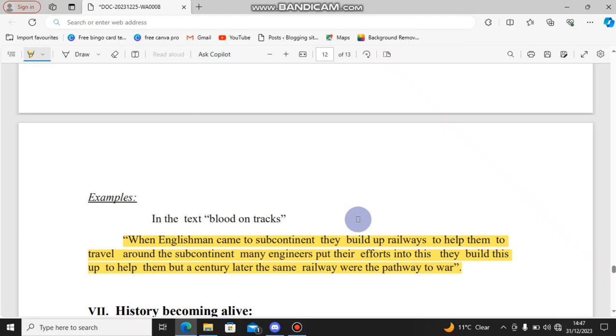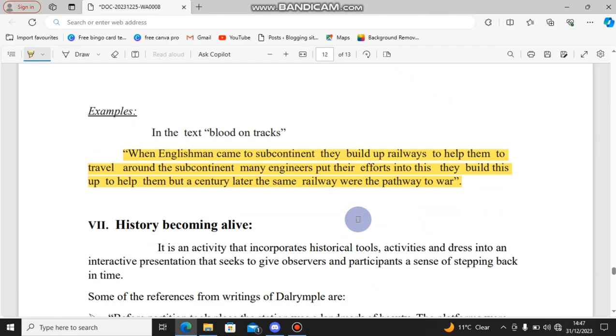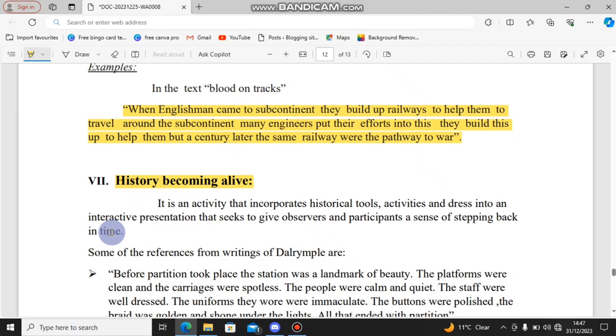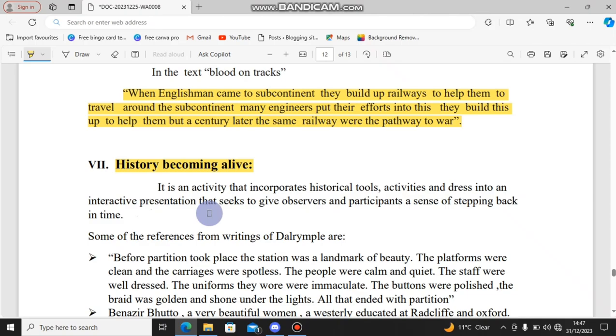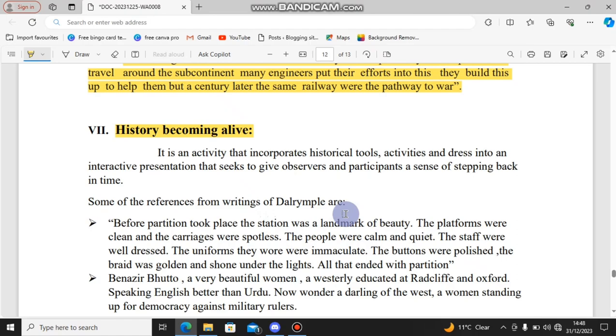History becoming alive. It is an activity that incorporates historical tools, activities, and dress into an interactive presentation that seeks to give observers and participants a sense of stepping back in time. So an example from Dalrymple is, before partition took place, the station was a landmark of beauty. The platforms were clean and the carriages were spotless. The people were calm and quiet. The staff were well-dressed. The uniforms they wore were immaculate. The buttons were polished. The braid was golden and shone under the lights. All that ended with partition. So this is the example.